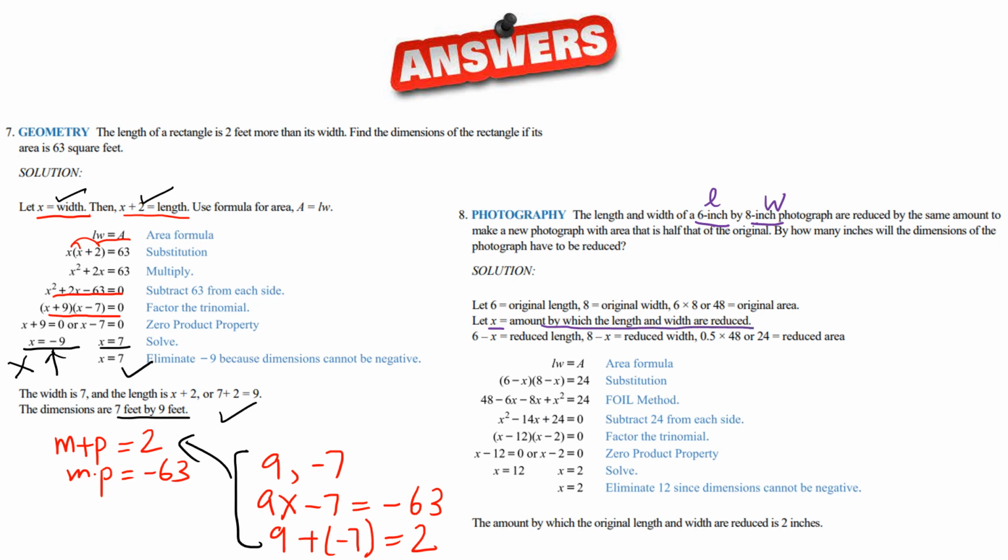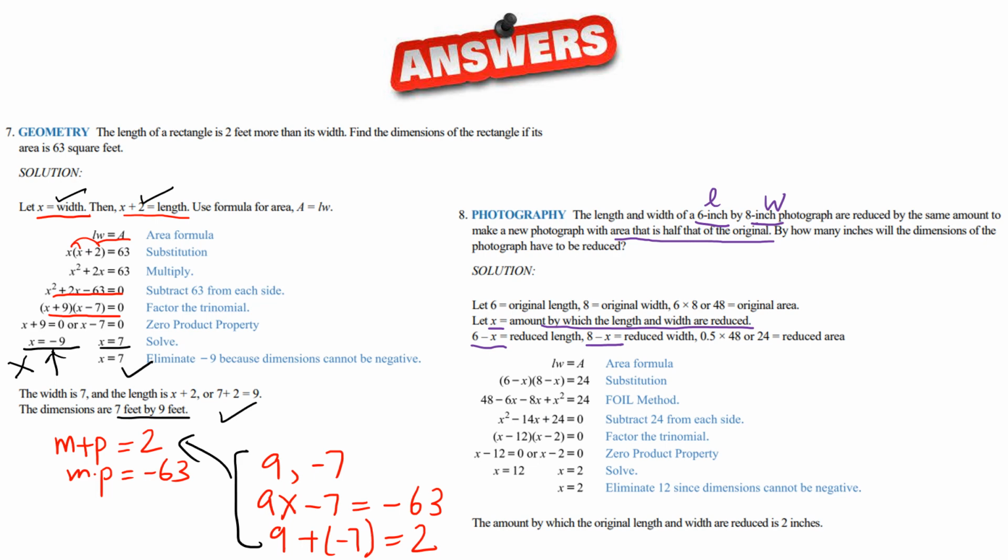So length is also reduced, width is also reduced. So the new ones will be 6 minus x and 8 minus x. Okay, so how much is the area reduced? The area is reduced by half of the original.